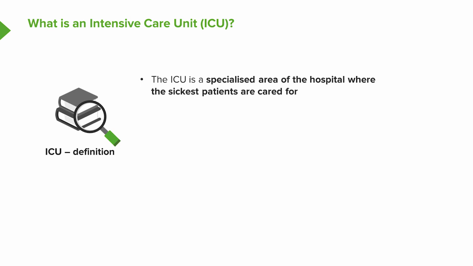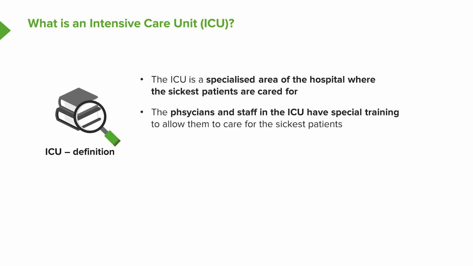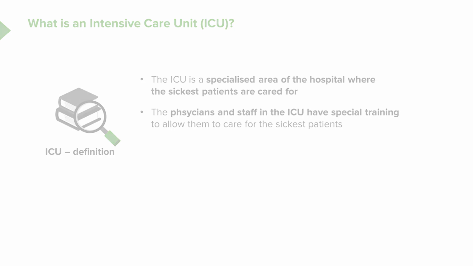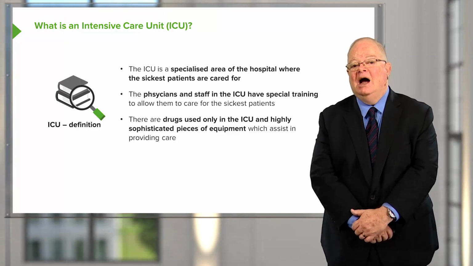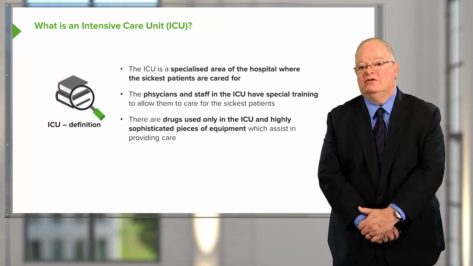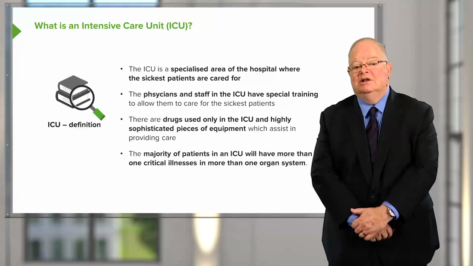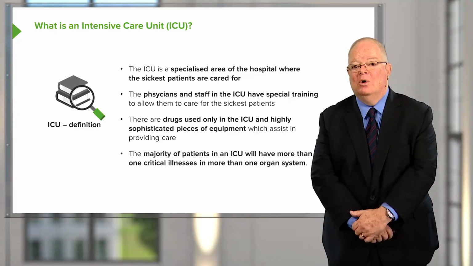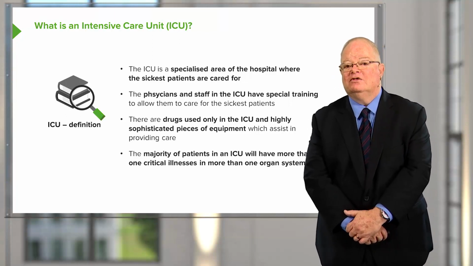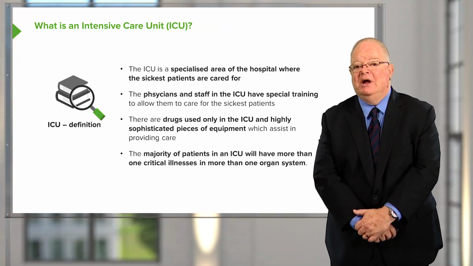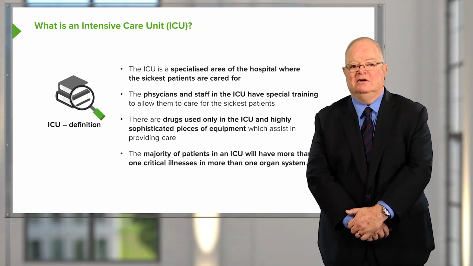So what is an intensive care unit? Well, it's a specialized unit in the hospital where the sickest patients are cared for. The physicians and staff in the ICU have special training to allow them to care for these very sick patients. There are drugs that are only used in the ICU and highly sophisticated pieces of equipment which assist in providing care. The majority of patients in the ICU will have more than one critical illness and more than one organ system. So it is extremely common in the ICU for patients to have multi-system organ disease.